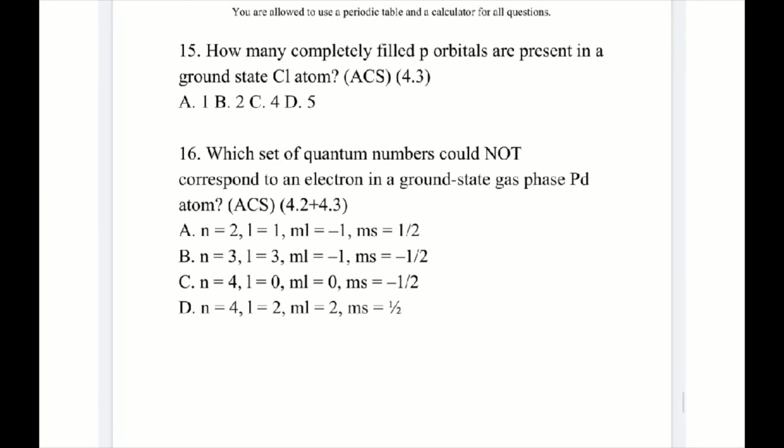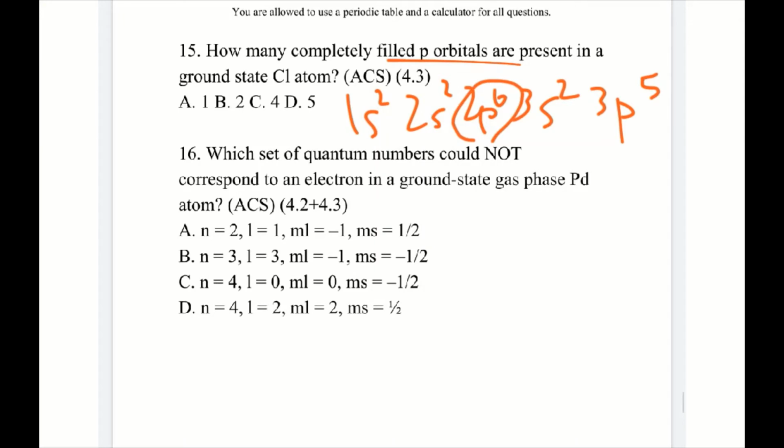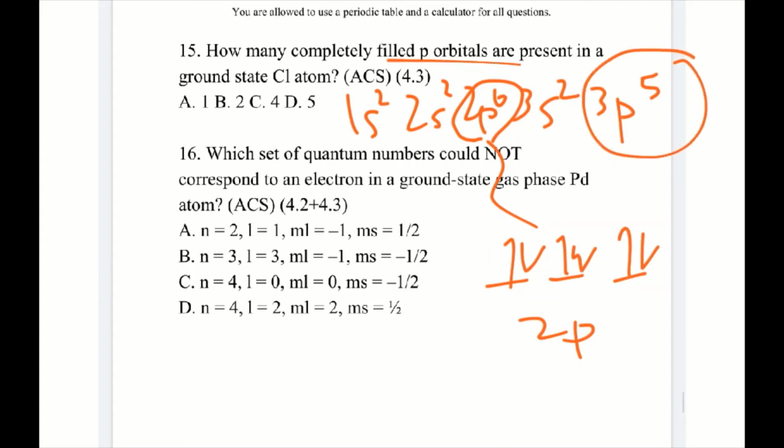How many completely filled p orbitals are present in the ground state chlorine atom? Now if we do chlorine, it's 1s2, 2s2, 2p6, 3s2, and 3p5. So let's look at the p orbitals. The 2p orbitals are completely filled, so there are 3 2p orbitals, and they're completely filled in this case. And then for the 3p orbitals, we have 5 out of 6, so 1, 2, 3, 4, 5, and that's 5 out of 6 for 3p.